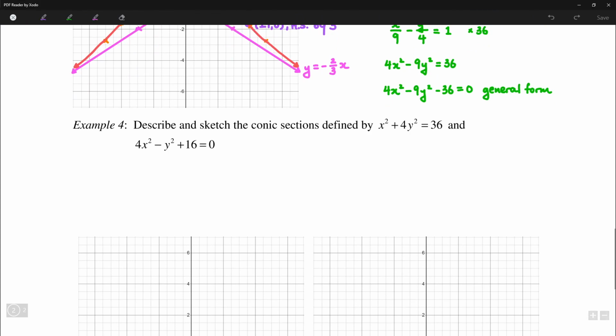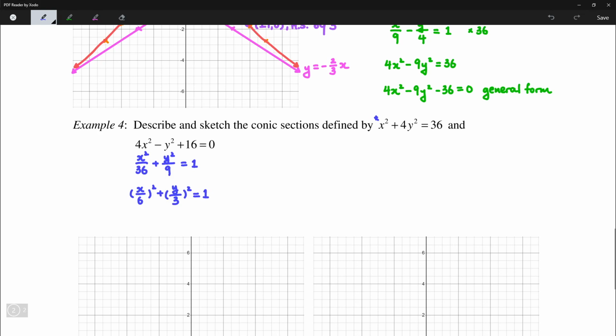Let's start with the first one. I'm going to go ahead and write this one in blue. So the first step here is to divide both sides by 36. So instead of x squared plus 4y squared equals 36, we'll end up with x squared over 36 plus y squared over 9, and that's going to be equal to 1. So from there, we can rewrite x squared over 36 as x over 6 all squared plus y over 3 all squared, and that's going to be equal to 1.